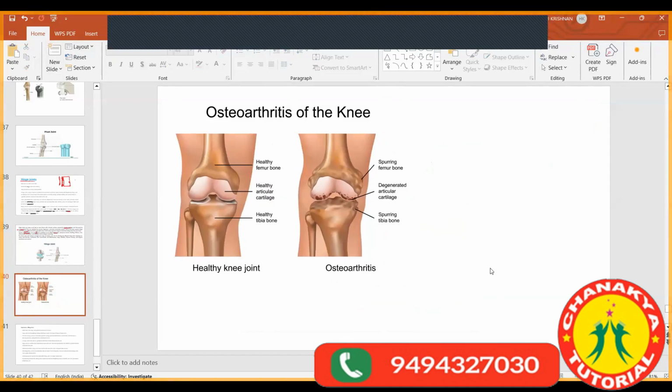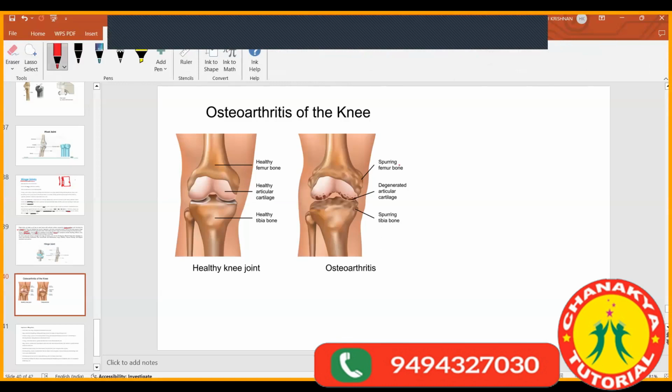So this is the case. See, left hand side, healthy femur bone, healthy articular cartilage, healthy tibia bone. And then the right side, spurring femur bone, degenerated articular cartilage, spurring tibia bone. So it will be all degenerated. This seems to be very healthy, but here it is not healthy. Spurring means like a burning sensation, or degenerated. It's not healthy, though it looks healthy. In that condition you will get a lot of pain.